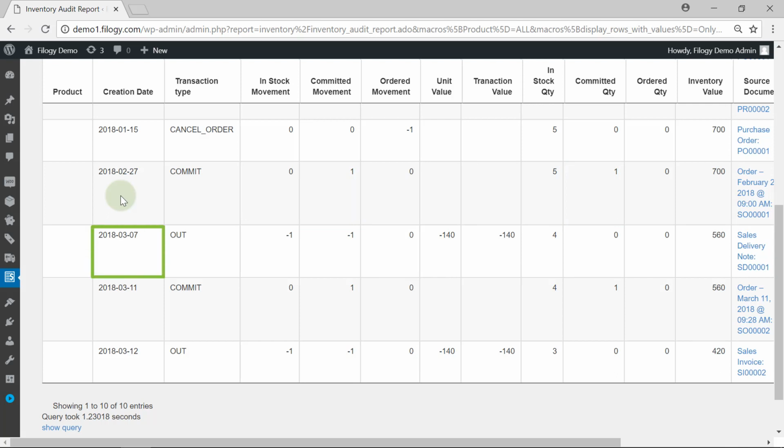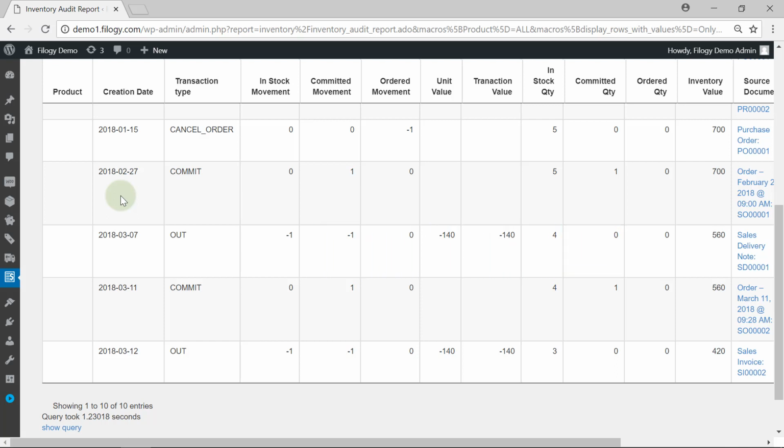On March 7th, this item was purchased and left out of the warehouse. The in-stock quantity decreased by 1, so the total in-stock quantity changed from 5 to 4. The transaction value is $140. This is not the selling price but the purchase price. The total inventory value of bicycle fell from $700 to $560 on March 7th. The committed value was terminated, now it is 0.